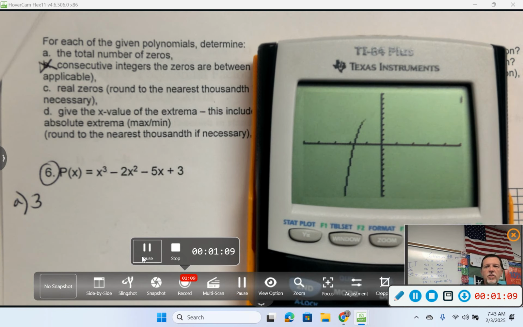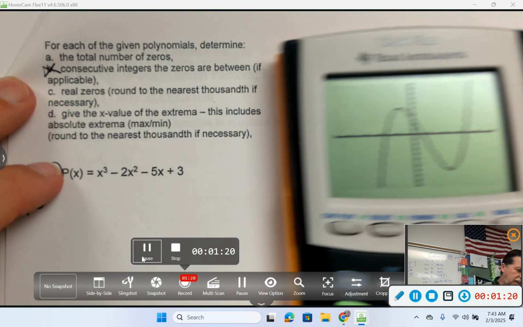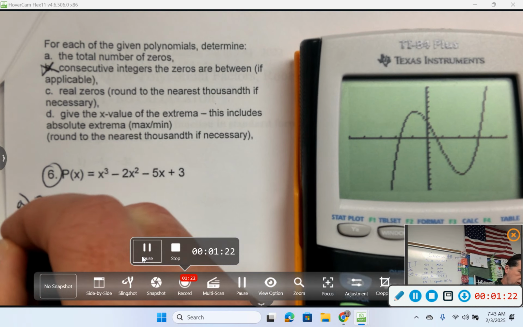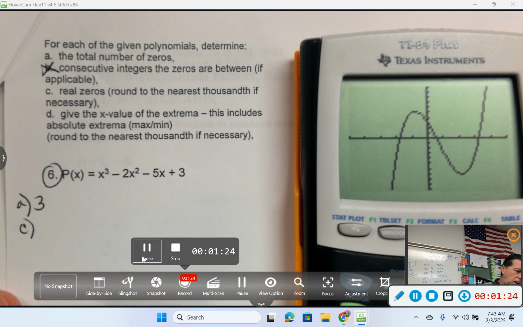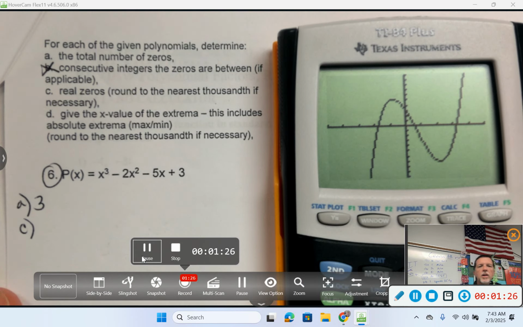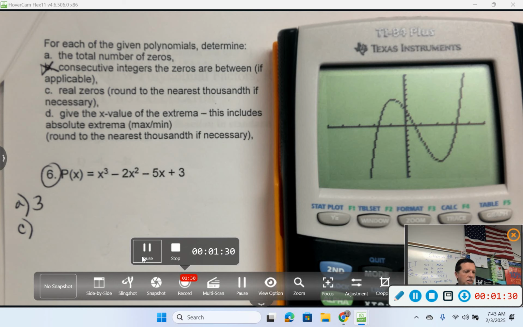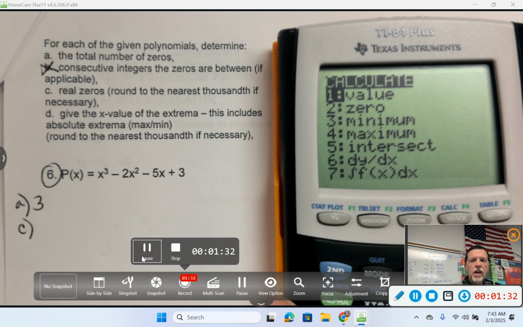Check the graph for zeros. How many real zeros do I have? 3. So I got 3 total zeros, and they're all real zeros because they all cross the x-axis. So part C, 3 real zeros. Do you remember how to get the calculator to find those zeros for you? Second calc. And if you make it that far, you can probably get it from there because we're looking for zeros. So pick 0.